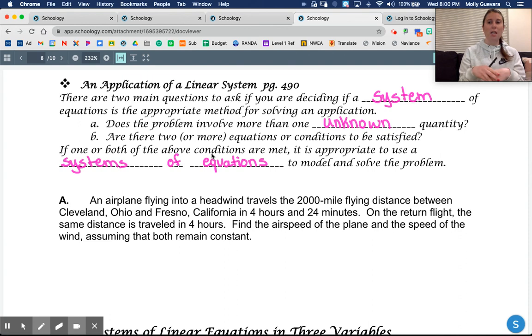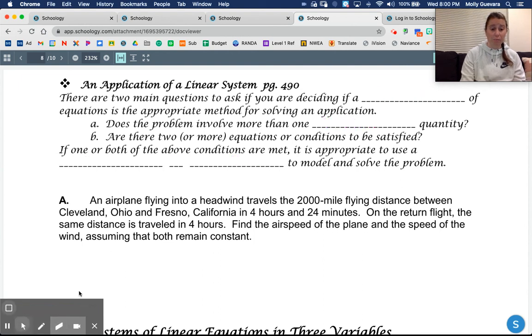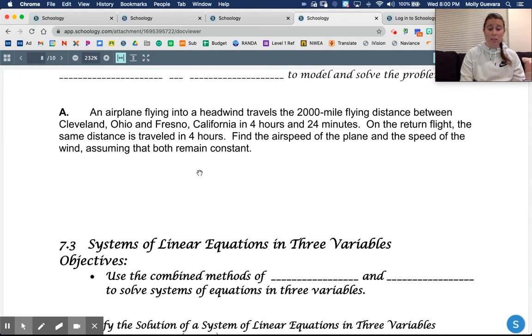That's an equation. And then you can say an adult ticket to the movies costs $5.50, a kid's ticket to the movies costs $2.50, and they spent a total of $70. That is another equation. So those are kind of the helpful hints in figuring out whether or not you want to use a system of equations. So here, let's look.